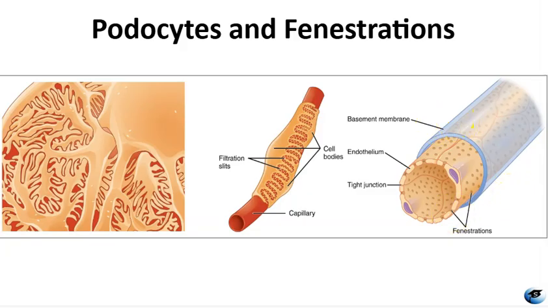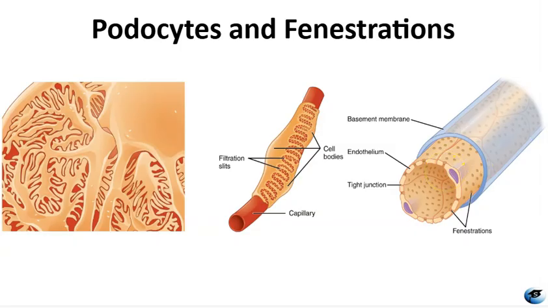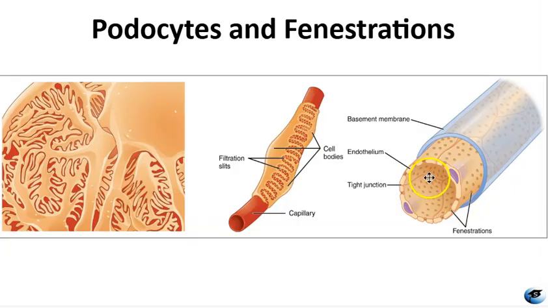The fenestrations in the capillary walls are tiny pores that allow water and small solutes to pass freely while keeping blood cells and most plasma proteins inside the circulation. So this design maximizes filtration efficiency and also protects the body from losing valuable proteins. In essence, the podocytes and fenestrations work together as a team. The fenestrations provide the first level of size-selective filtration, and then the basement membrane adds a charge-selective barrier.